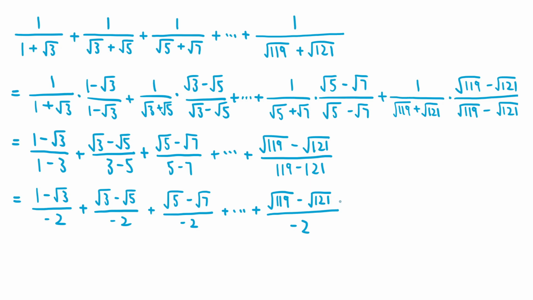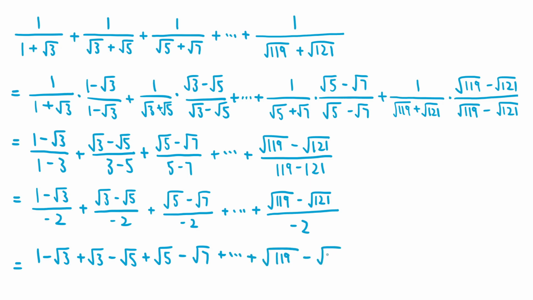And since each term has the same denominator of -2, we can combine the fractions and rewrite this as 1 minus the square root of 3 plus the square root of 3 minus the square root of 5 plus the square root of 5 minus the square root of 7, and so on until plus square root of 119 minus the square root of 121, and all of this is divided by -2.